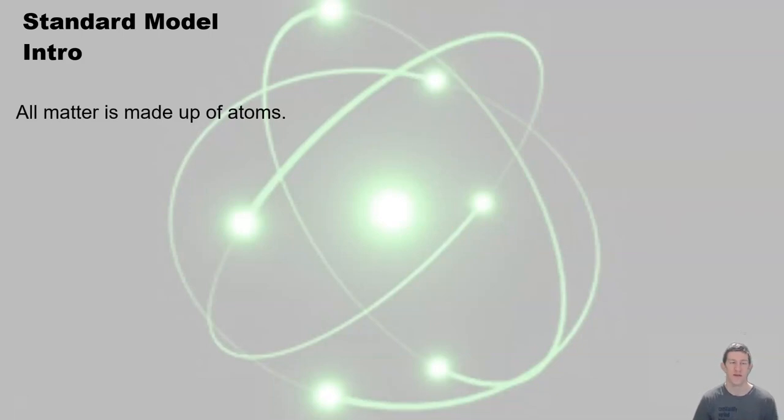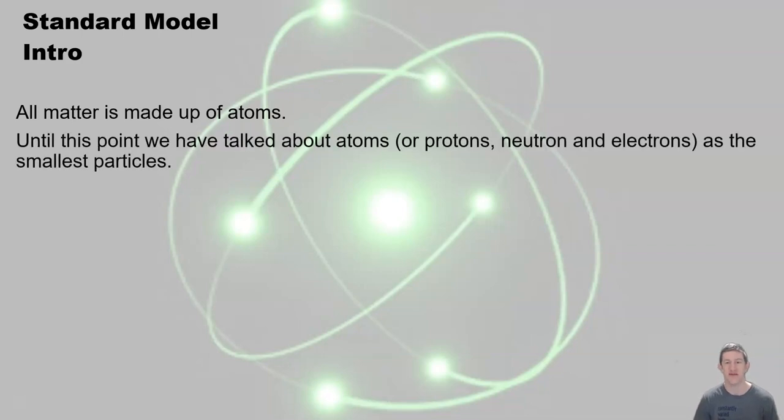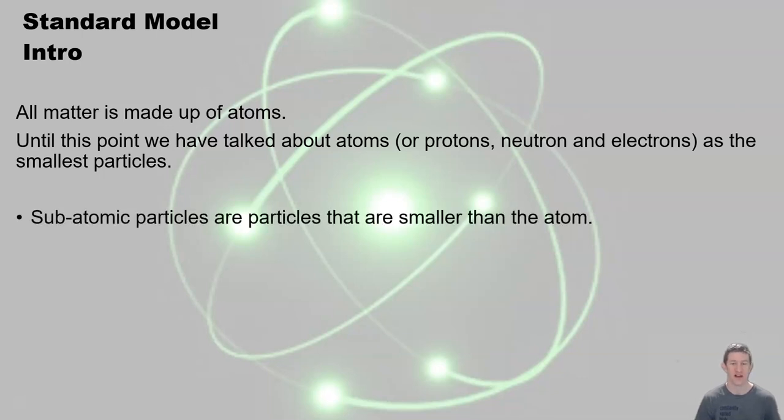So far, we've pretty much dealt with the fact that all matter is made up of atoms, and we've talked about the subatomic particles being protons, neutrons, and electrons. We said they're the smallest thing possible. But we hinted that there are some smaller things, particularly last year in the radiation topic, when we talked about neutrinos and antineutrinos as subatomic particles, but we didn't deal with them in much detail. A subatomic particle is a particle that is smaller than the atom.